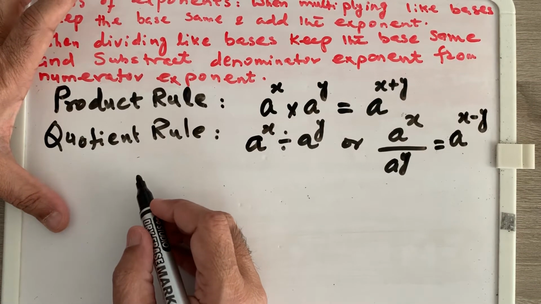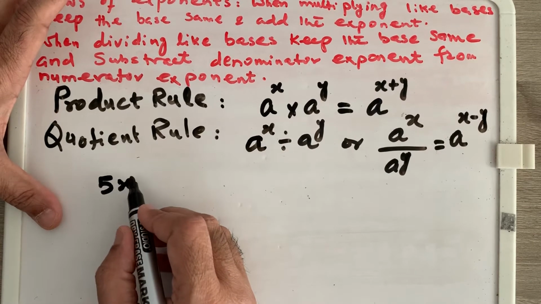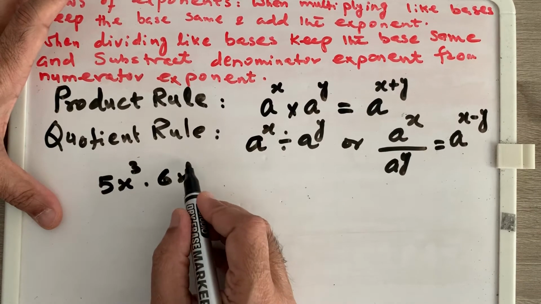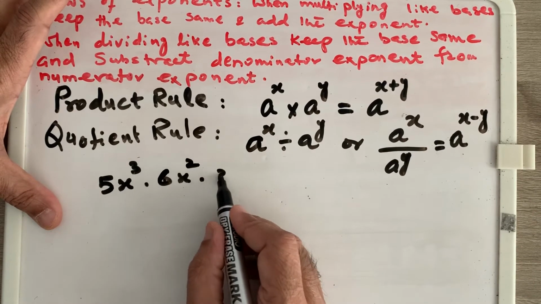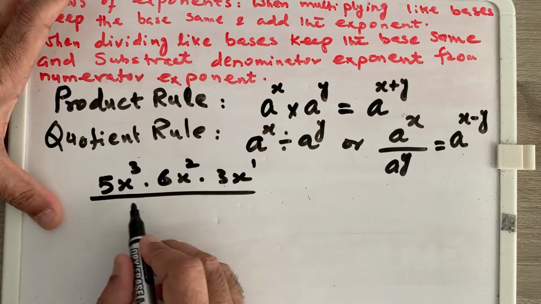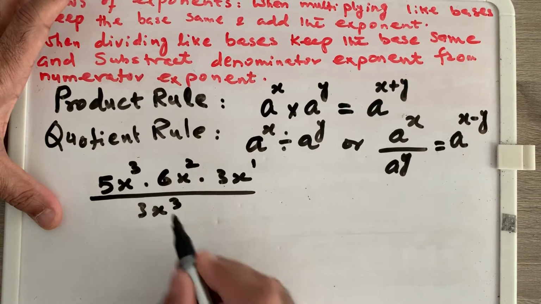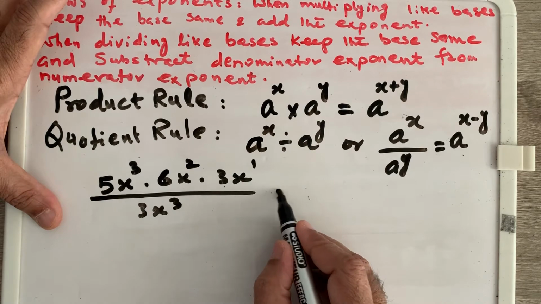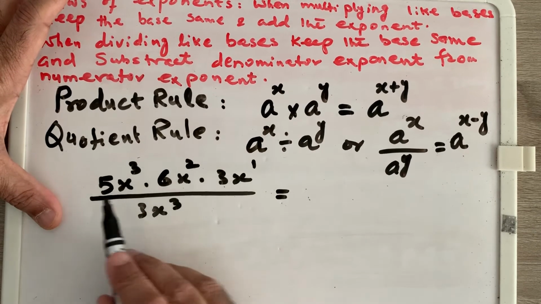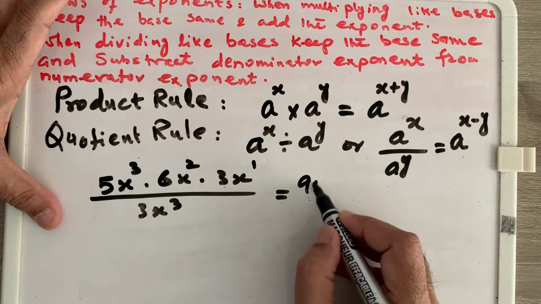So if I have some question like this, that 5x cubed times 6x squared times 3x to the power 1, right? And I have in the denominator 3x to the power 3, right? So what I have to see? I have to see that numbers will be multiplying with the numbers. So 5 times 6 is 30. 30 times 3 is 90. So I have on the top 90.